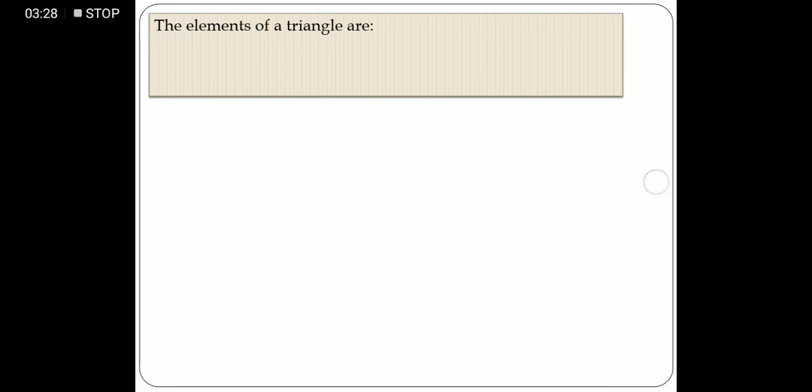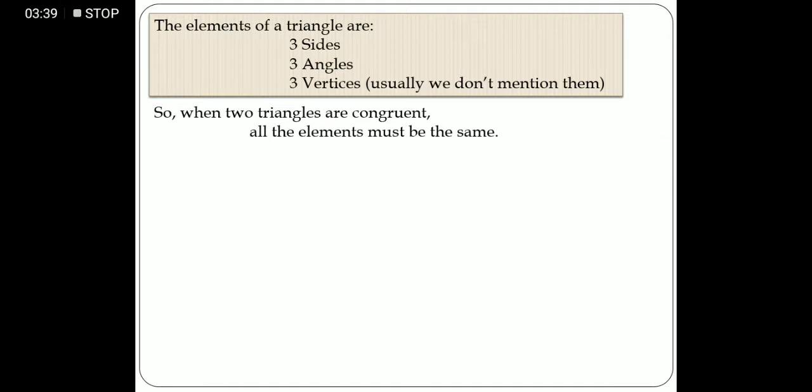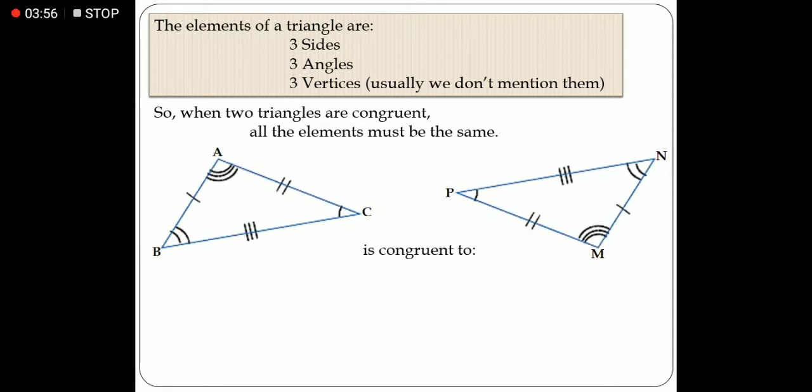What are the elements of the triangle? We know that a triangle is a polygon that has three sides, three angles, and three vertices. The vertex is the point of intersection of the two sides. When we say that two triangles are congruent, this means that all the elements must be the same. I mean, the three sides on both triangles should be equal. The three angles on both triangles should be equal.